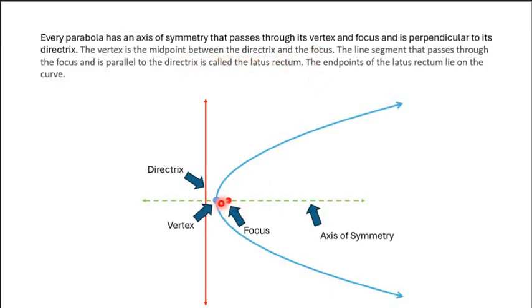So because that point, the vertex, is on the parabola, its distance to the focus and the directrix have to be the same. The line segment that passes through the focus and is parallel to the directrix, so it would also have to be vertical, is called the latus rectum. And the endpoints of the latus rectum lie on the curve itself. So as you can see, the two endpoints here are actually a part of the parabola.